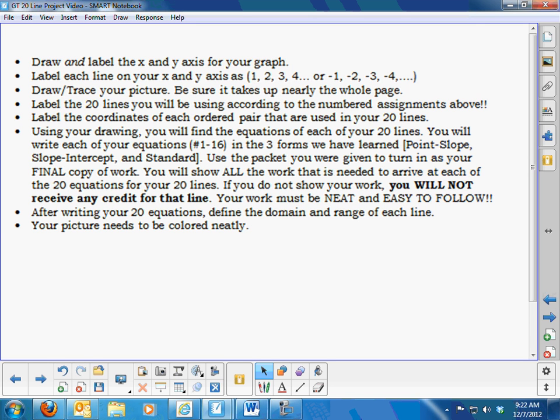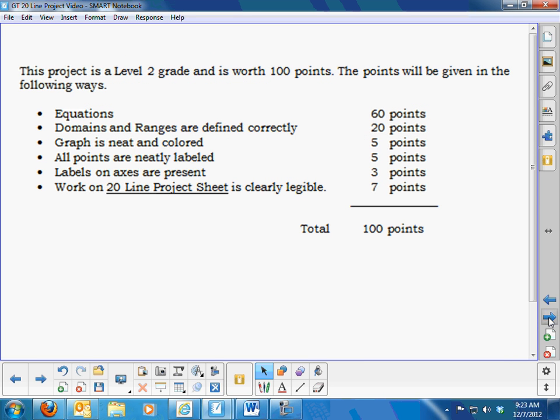After you write your 20 equations, or your equations for your 20 different line segments, you're then going to find the domain and the range of each line segment 1 through 20. We're going to write those as inequalities. We've practiced doing this in class a bunch, and so this will be your test over whether you can do domain and range. And then finally, at the very end, you will color your picture neatly using colored pencils. This is a level 2 grade with 100 points.